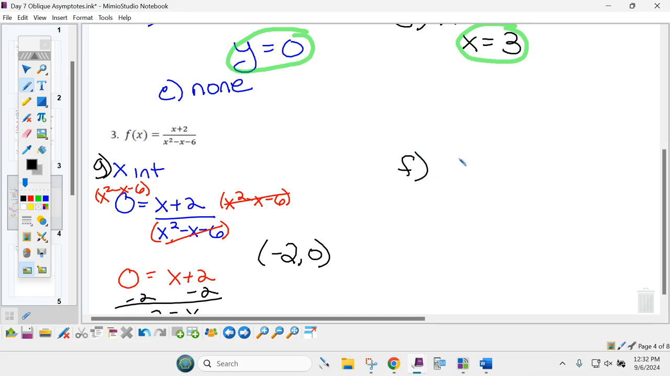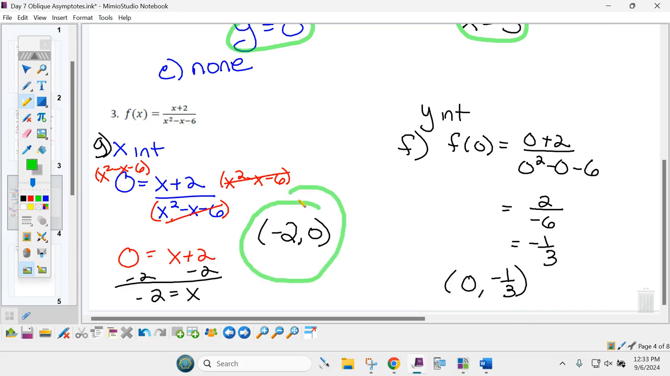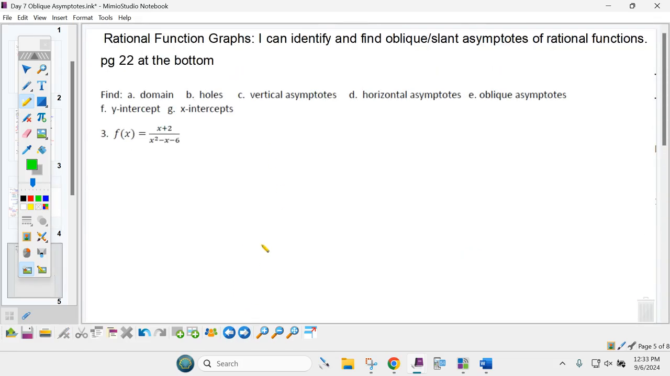Part F, the y-intercept is when the input is 0. So I'm going to make every x 0. That gets me 2 over -6, which is -1/3. So the y-intercept is the coordinate 0, -1/3. No, I didn't circle my answers. X-intercept, y-intercept. No slant. Okay.